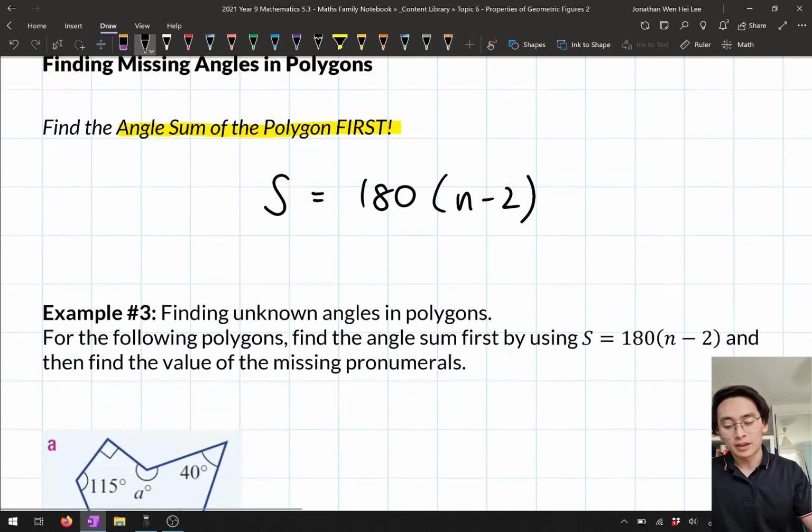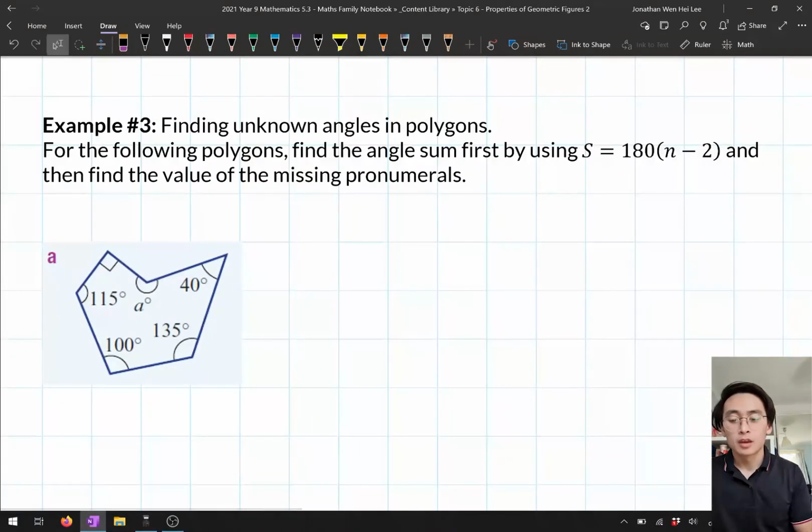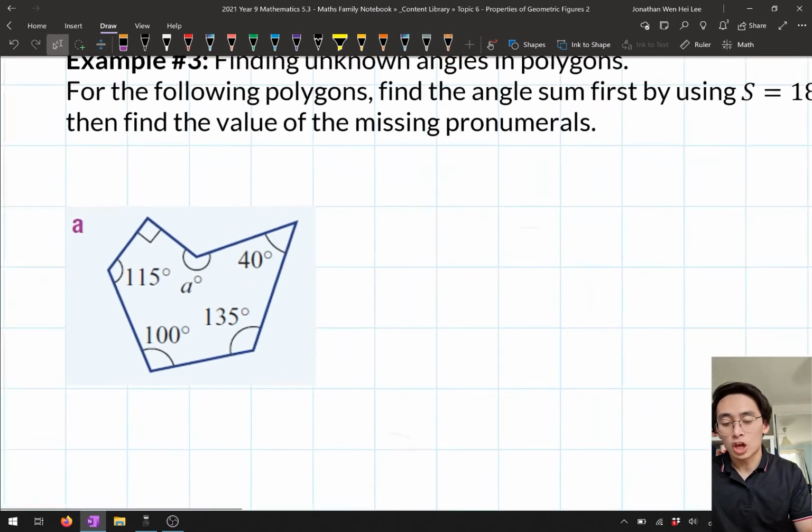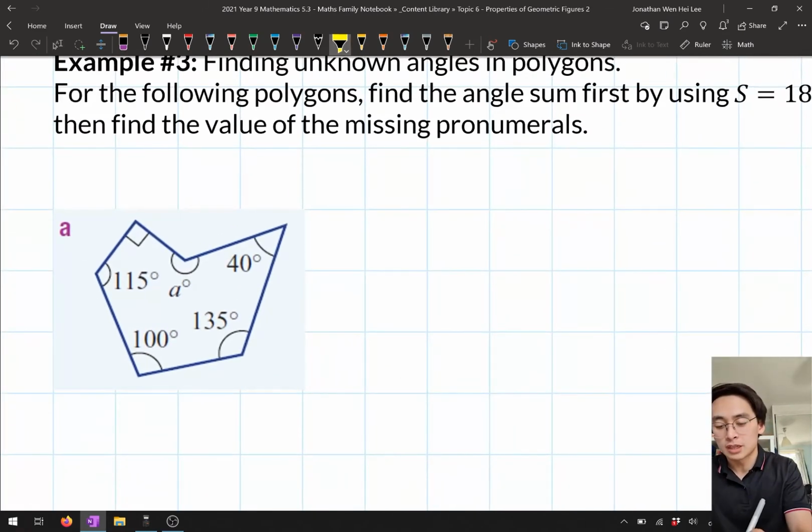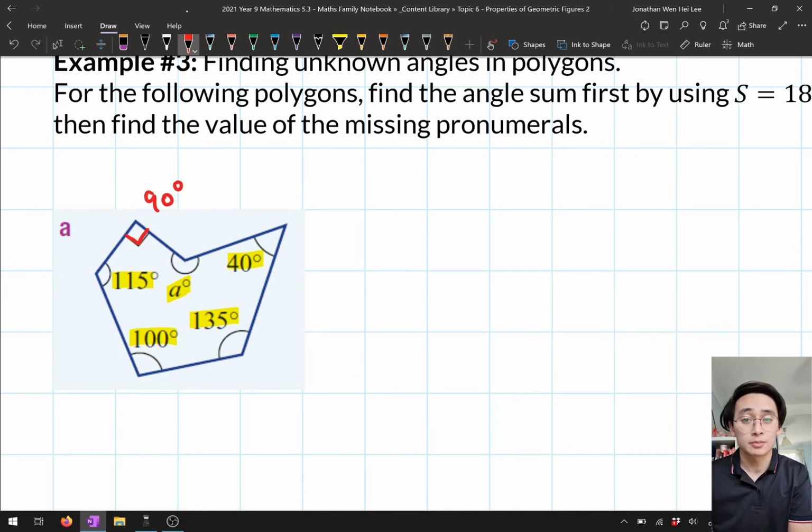So let's have a look at this following example. Here we go. For the following polygons, find the angle sum first by using S is equal to 180 times n minus 2 and find the value of the missing pronumerals. Okay, so in this example, we've got this shape and we've got all these angles in here. We've got A, we've got 40, we've got 135, we've got 100, we've got 115, and we've got this right angle over here. So that means that this one over here is 90 degrees.